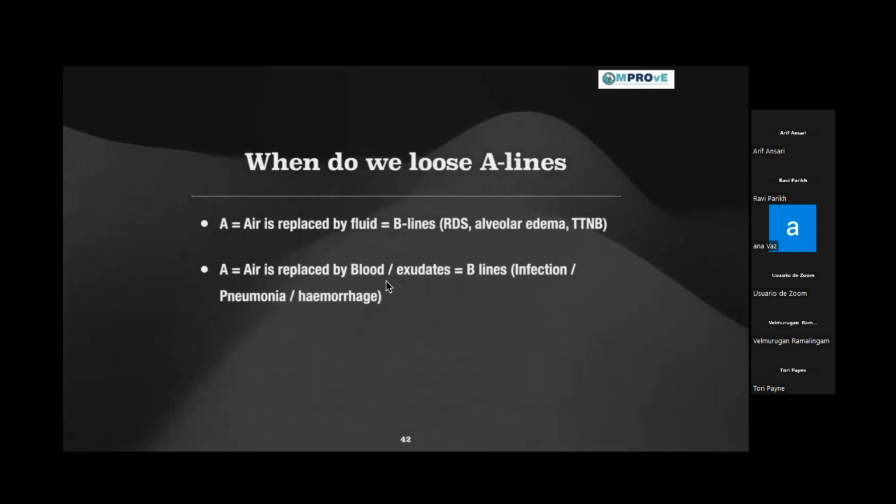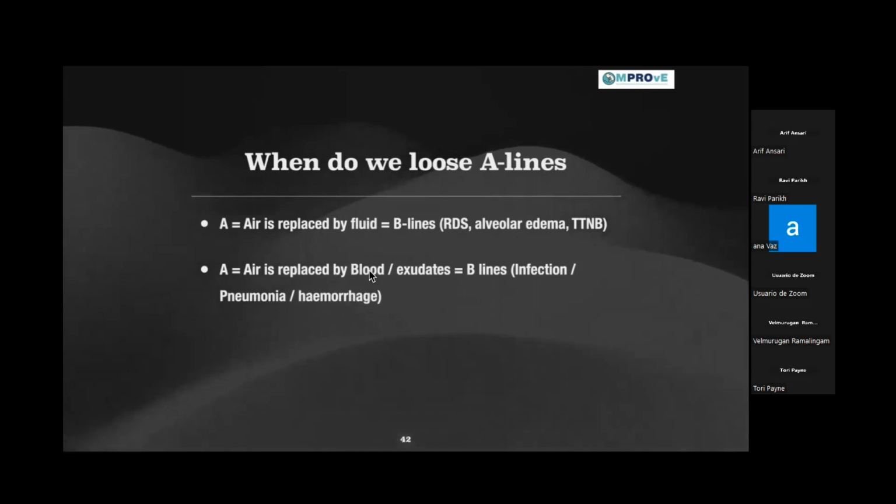Also, when your air is replaced by blood or exudates, like of infection or pneumonia, or when you deal with hemorrhage, again, it will give you B lines. You can see the B line doesn't change. Your pathology is changing, but you are still getting B lines. If it is replaced by fluid, well, the blood and exudates are also fluid. If it is just plain simple fluid, you're still getting B lines. When your alveoli is replaced with blood in pulmonary hemorrhage, or having exudates from infection, pneumonia, you're still getting the B lines.